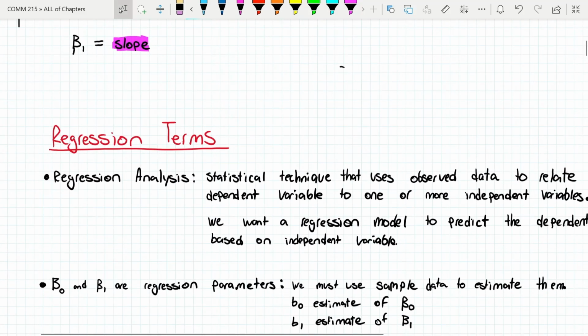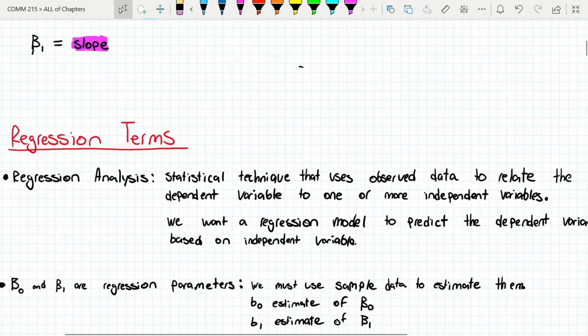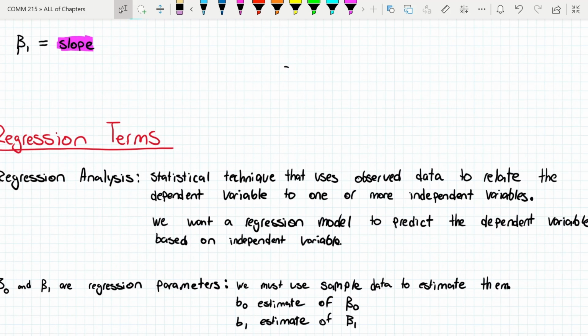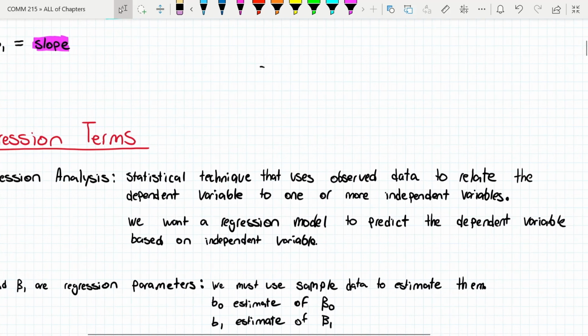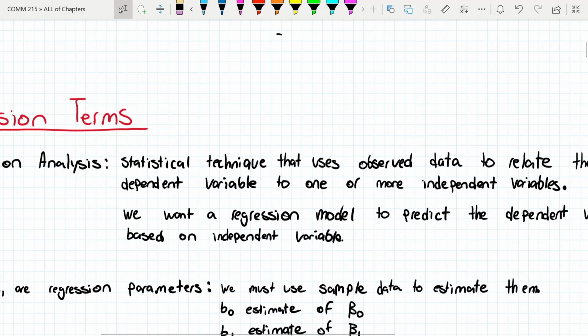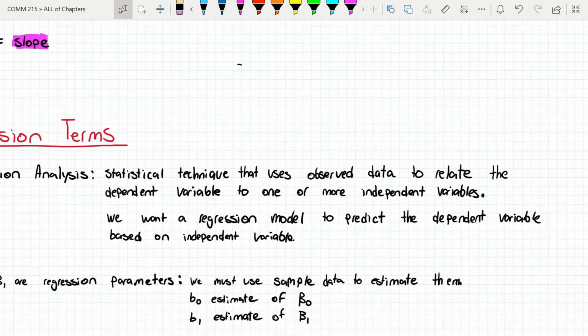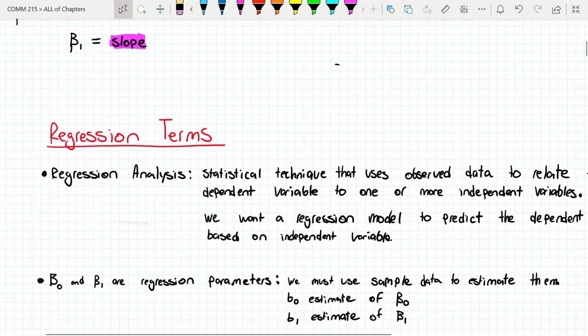So, regression terms. Regression analysis is a statistical technique that uses observed data to relate the dependent variable to one or more independent variables. We want a regression model to predict the dependent variable based on independent variables. So like I said in the last sentence, it's pretty much using our x values to predict our y values.